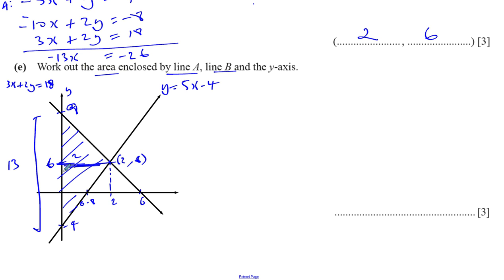So you can think of the area of this triangle as a half times the base. The base we've taken as 13, times the height, which we've taken as 2 units. The 2s cancel out, you're left with 13. So it's 13 square units. And there's our answer.